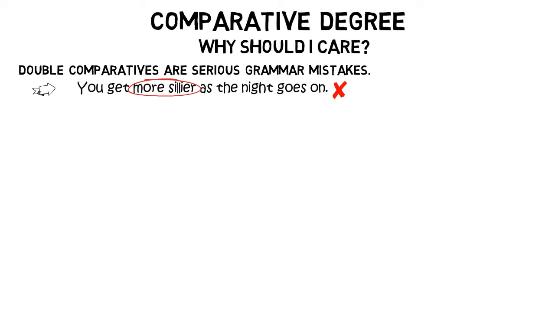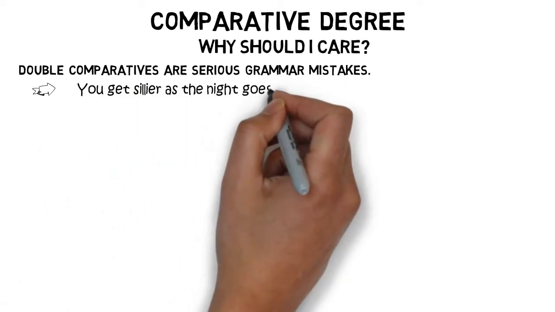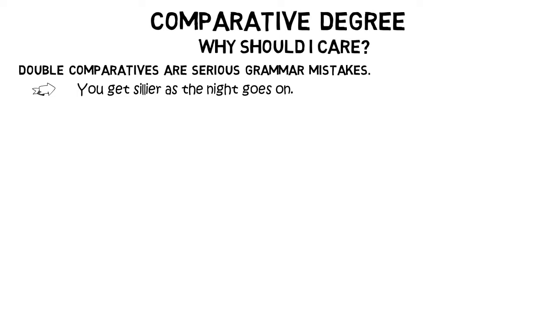Mostly, double comparatives are formed during speech. If you write a double comparative, then you're toast. That is a serious mistake. As speech, it can just be dismissed as a slip of the tongue. Here's the correct version. You get sillier as the night goes on. Just apply one of those rules that we've covered.